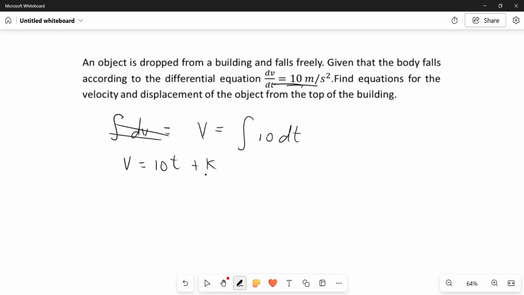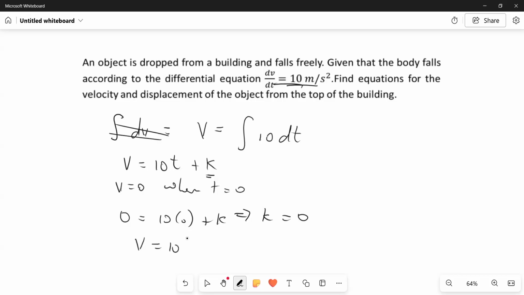Now there's a way you can evaluate this k, because they said you're dropping an object from the top of a building. So in other words, v equals 0 when t equals 0. If you put 0 equals 10 times 0 plus k, that tells you that k equals 0. So the expression for your velocity is really 10t.